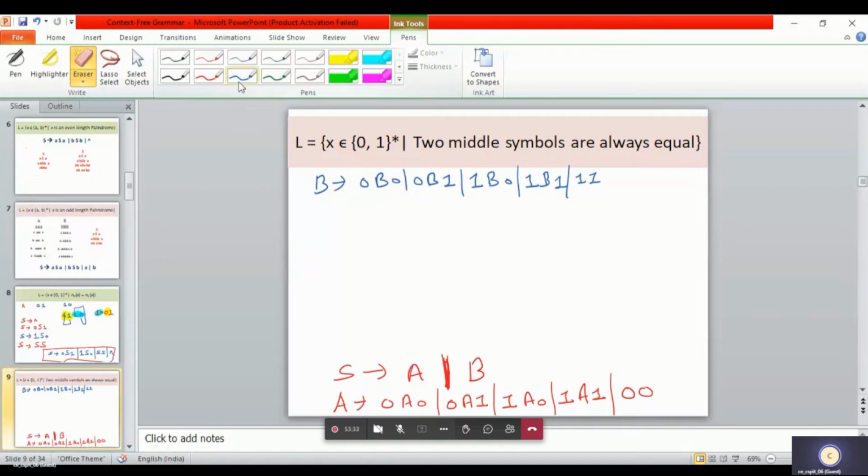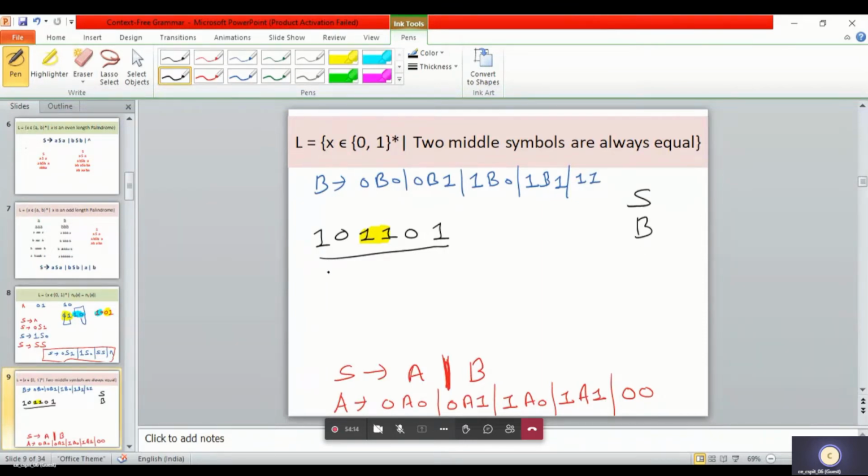Let us derive one string. Let us put 1, 1 in between. Then we have 0, 0, 1, 1. Let us derive this string. Now we'll start with the starting symbol of the grammar, S. Now we want 1, 1 in the middle position. As we want 1, 1 in the middle position, I will select the path as B. So I will replace S with B because I want 1, 1 in the middle position.